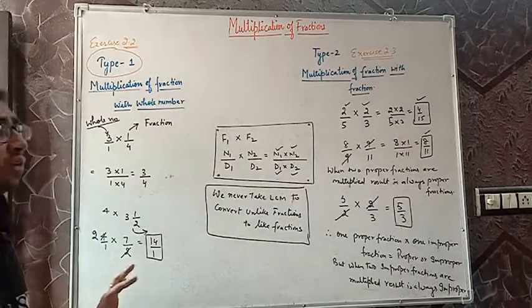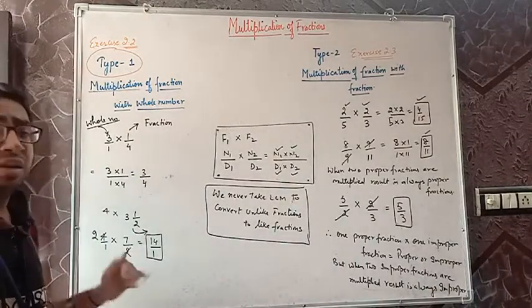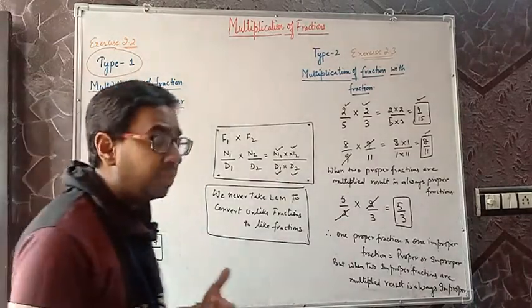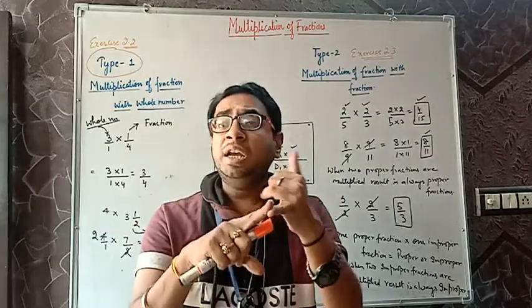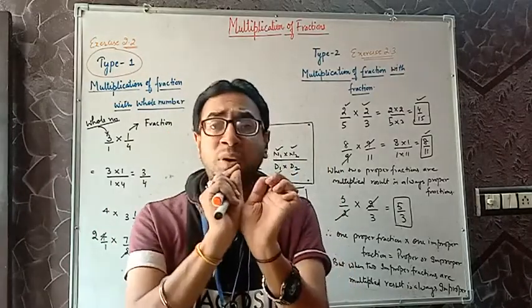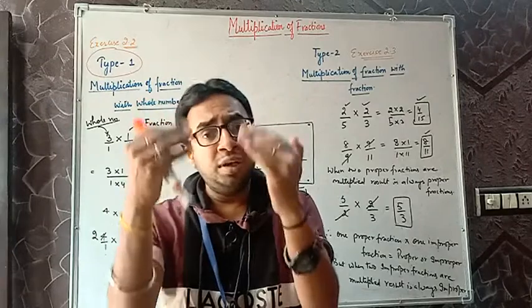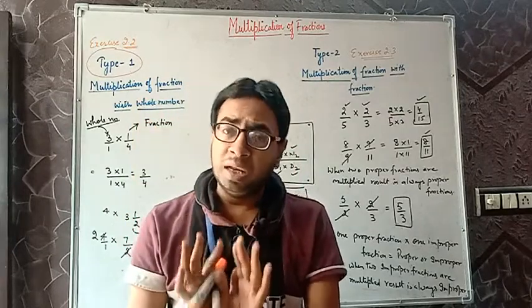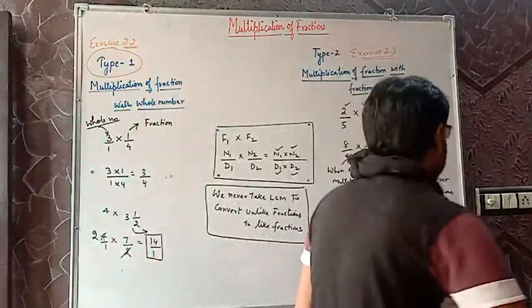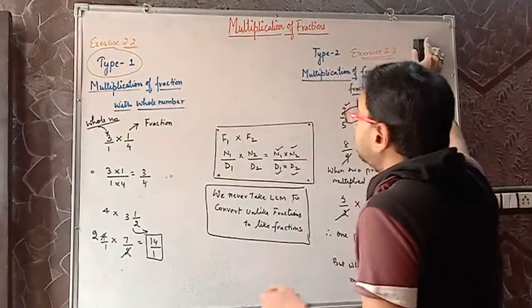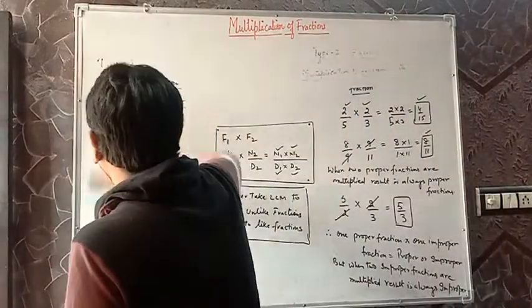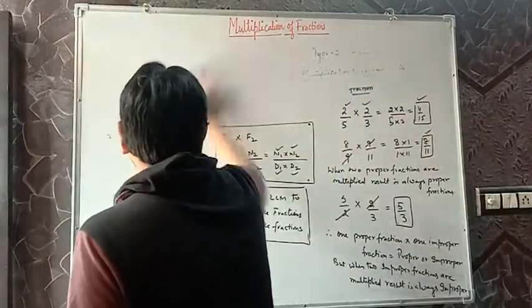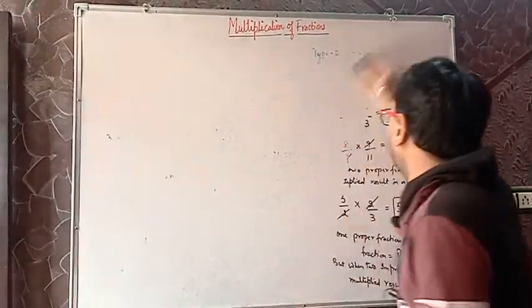Are we clear with these fundamentals? Why we are doing this and how to multiply? Simple thing: when we multiply we need not take care of like or unlike, we simply multiply numerators and then denominators, and that is the result. Clear with this? So let us start with exercise 2.2 based on type 1.